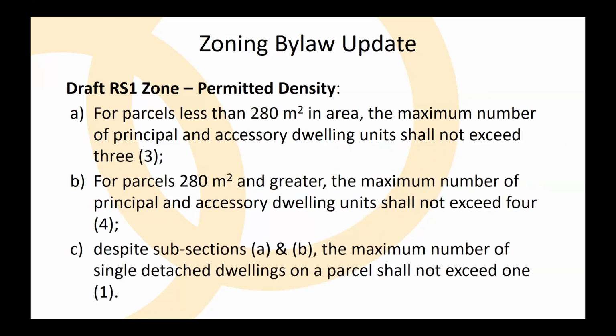In terms of meeting the provincial density requirements, the draft zoning bylaw incorporates the 280 square meter area directly into permitted density. And so again, depending on the parcel size of the property in question, if it's less than 280 square meters, then the maximum density is 3 units per parcel. If it exceeds 280 square meters, then the proposed density under the new zoning bylaw would be 4 units per hectare. And it is also being proposed to limit the number of single detached dwellings on a parcel to no more than 1.